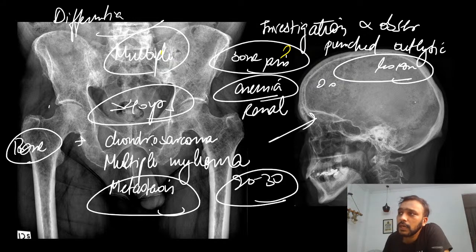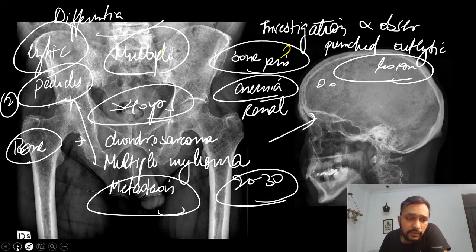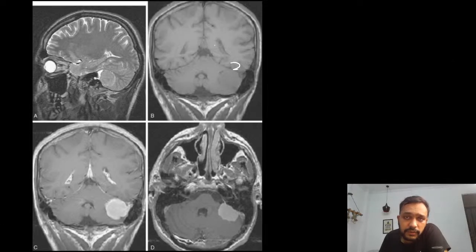So guys, how are you going to differentiate? Okay, so if there are lytic lesions within the vertebra, remember, your metastasis have a predilection to involve the pedicles of the vertebra more than the body. And the second point is that metastasis is never going to involve your mandible. Right?